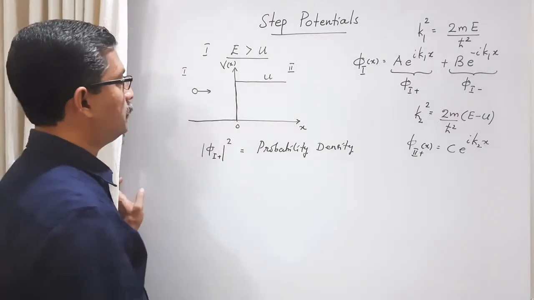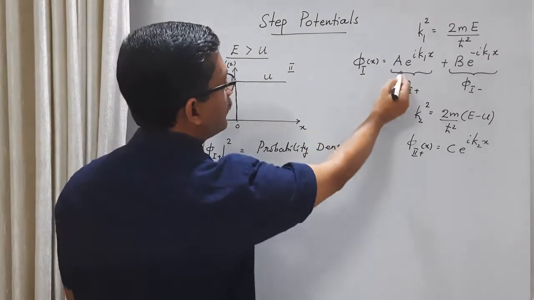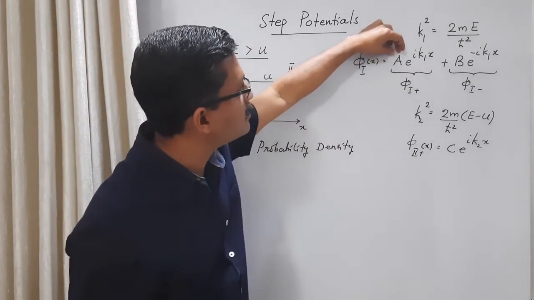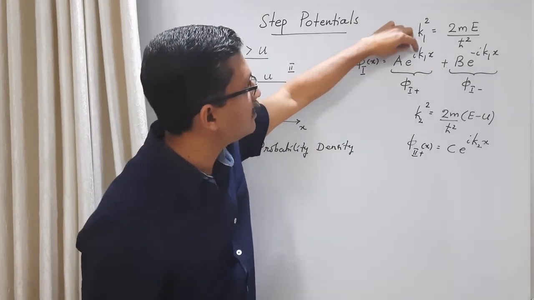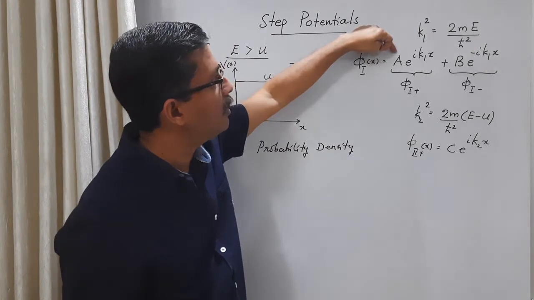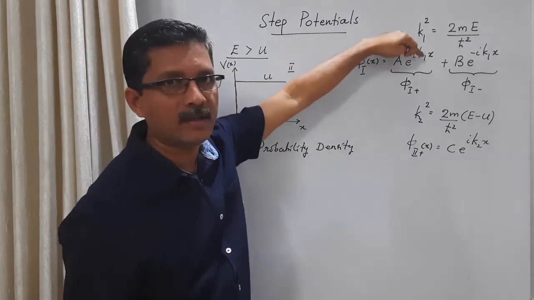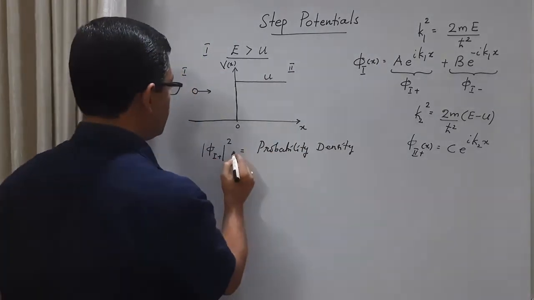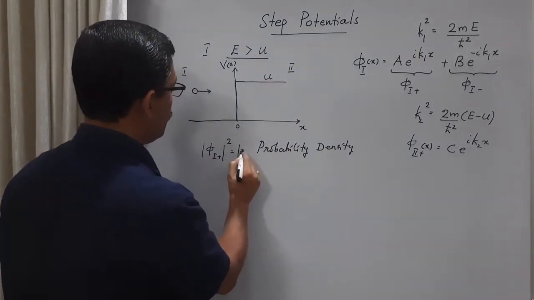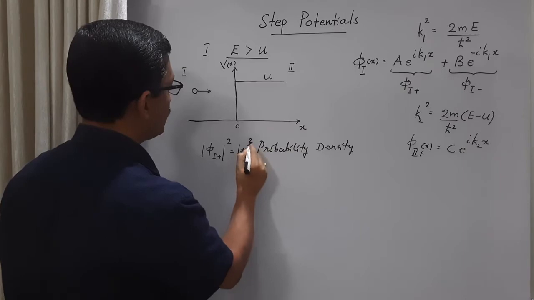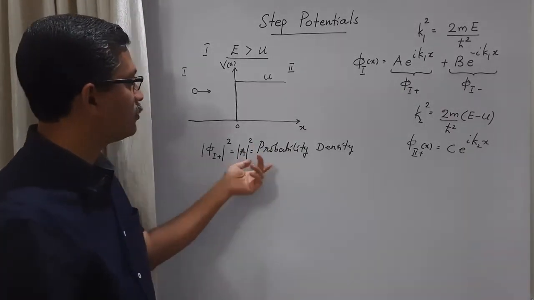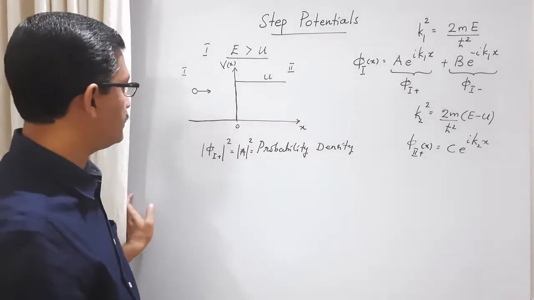And okay, from here we know that when you take mod phi 1 square, what you get is phi 1 star phi 1. So this is a star e raised to minus I k 1x into phi 1 is a e raised to I k 1x. So that exponential part will cancel. So what you get is this is equal to, I can say, mod a square. Okay. So mod phi 1 plus square equal to mod a square is probability density.